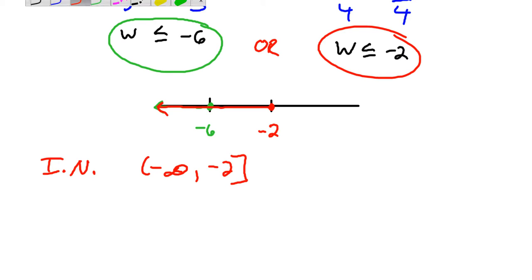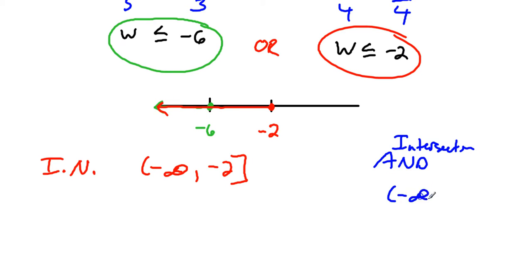Now, if that had been an AND statement, if they'd asked for the intersection, you want what would have been covered on the red and the green. So if that had been an AND statement, you would have gone from negative infinity. The green line stops here, and the red line kept going, so the part where they both would have stopped together would have been at negative 6.